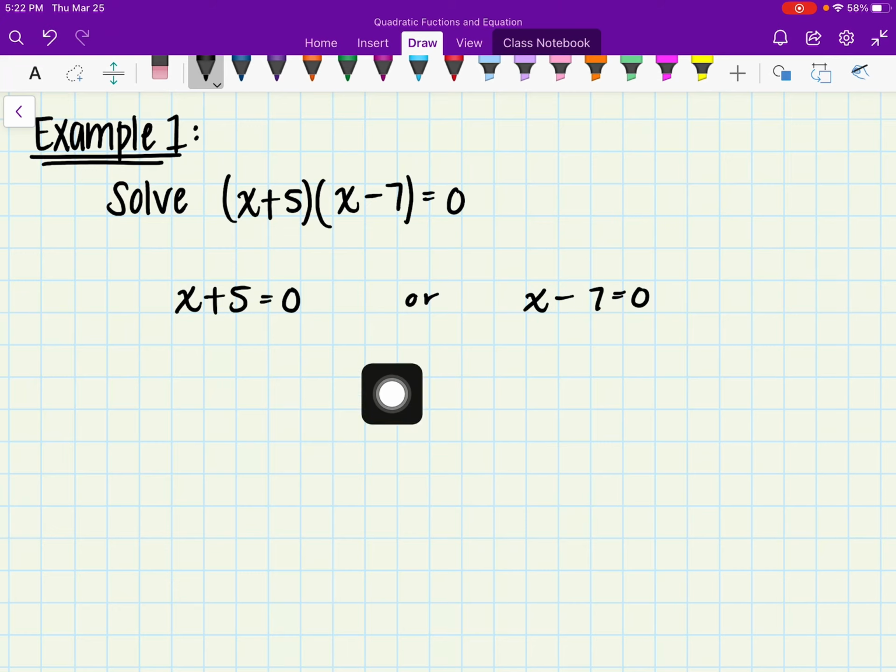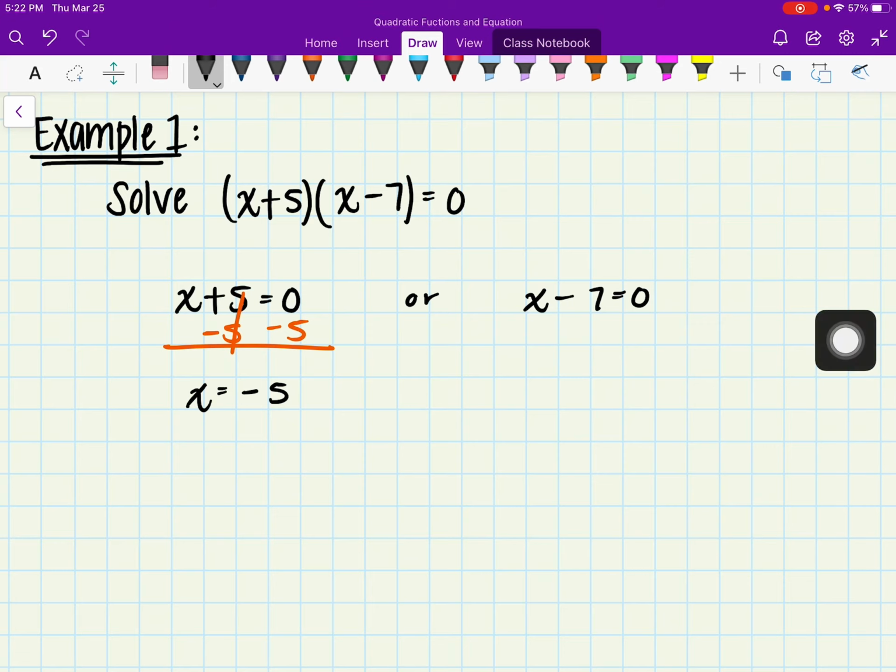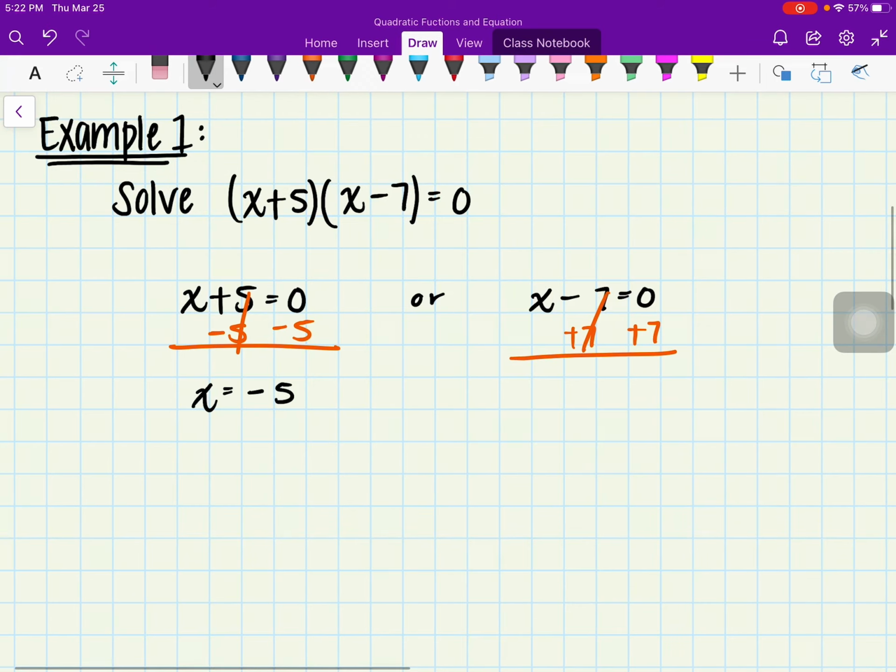And we're doing a basic one-step equation in this case to solve for x. I'm going to start off with the left-hand side. Subtract 5 from both sides. And we have x is equal to negative 5. Now moving on to the right-hand side, guys, I'm going to add 7 to both sides. What I do to one side, I have to repeat to the other. And I have a value of positive 7.